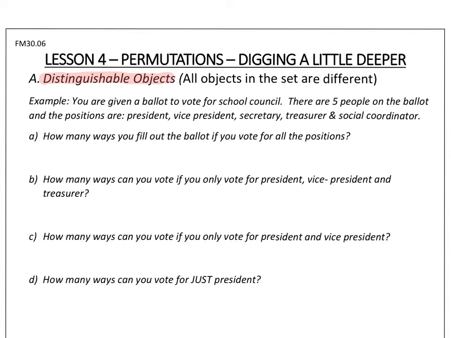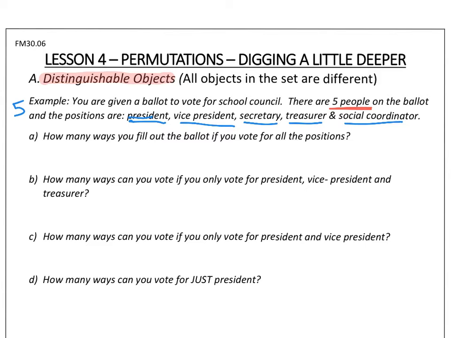This is kind of what we already know. So if you were given a ballot to vote for school council, and there are 5 people on the ballot, and the positions are president, vice president, secretary, treasurer, and social coordinator. So I've got 5 positions in total, okay? And I've got 5 people on my ballot. So how many ways can you fill out the ballot if you're going to vote for everybody?